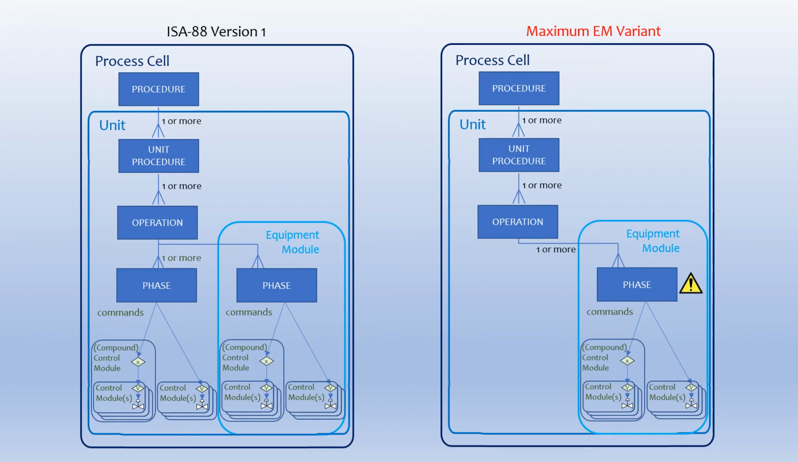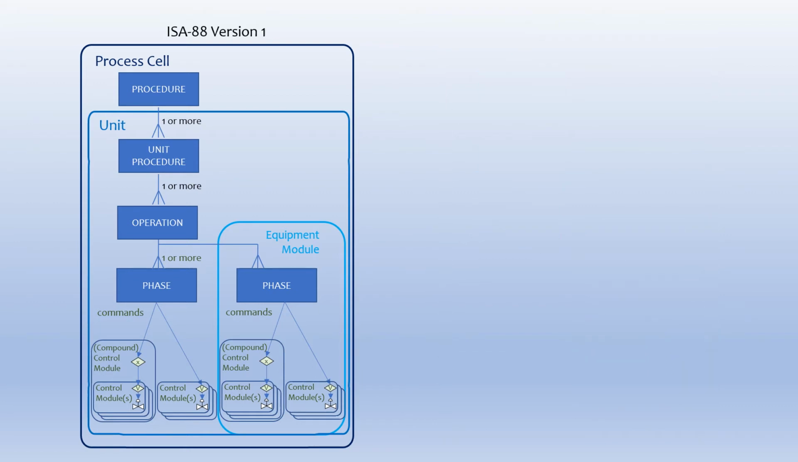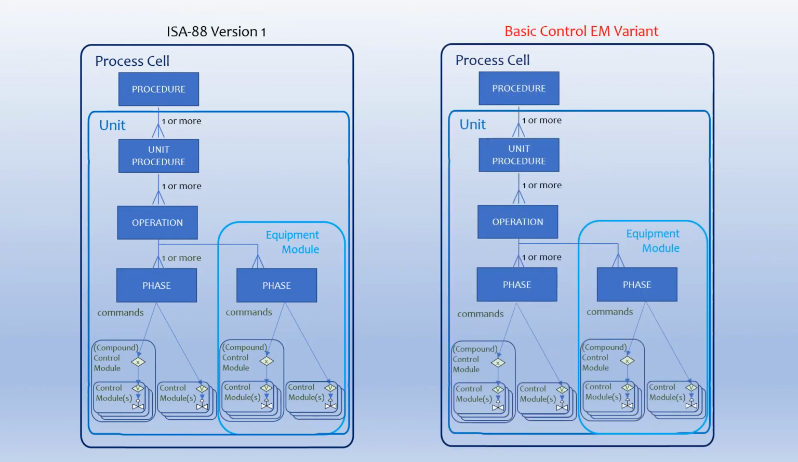Okay, putting that one to the side for the moment. The next main variant that persisted I will call the basic control EM variant. In this variant, the term equipment module was used instead of the term compound control module. This was a straightforward misunderstanding. Actual equipment modules should have been associated with minor batch processing tasks, but instead the term was used for sequencing of valves and pumps, for example.